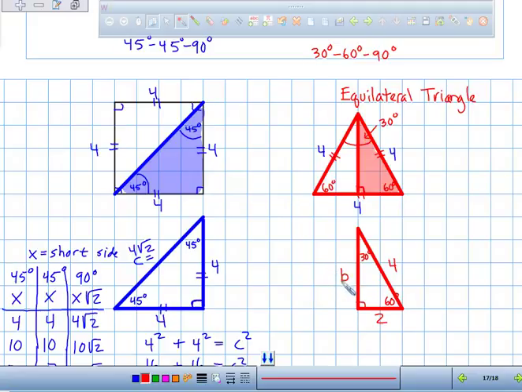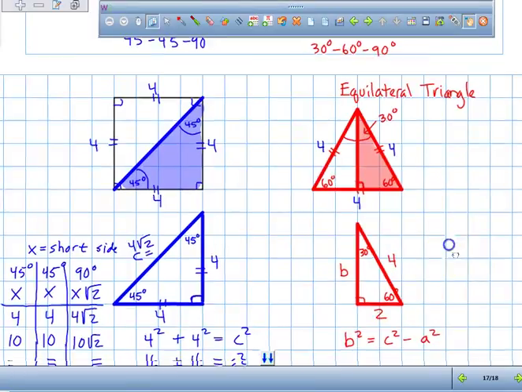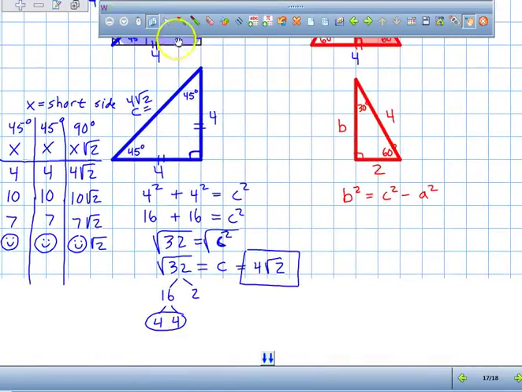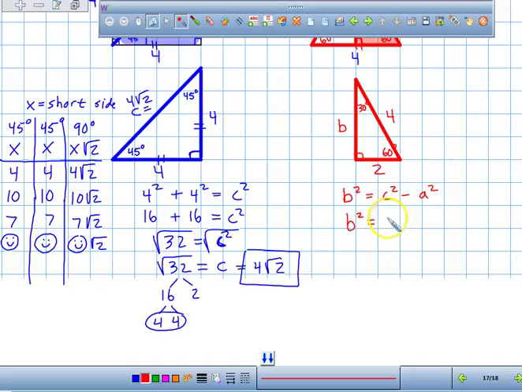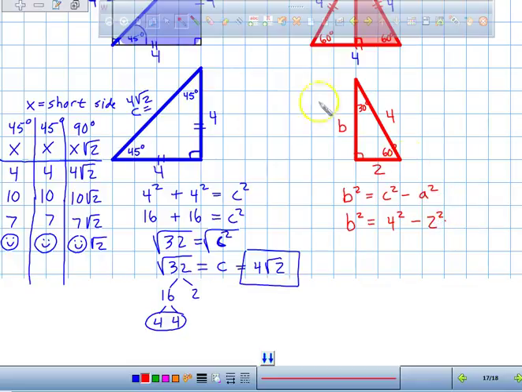This time we're not going to use the Pythagorean theorem and find our hypotenuse. What are we going to find? We're going to find our legs. What I'd like you to do is write this formula: put B squared equals C squared minus A squared. All right, so right now we're going to find this side. We're not finding the hypotenuse, we're finding the side. So right now, put B squared equals 4 squared minus 2 squared.